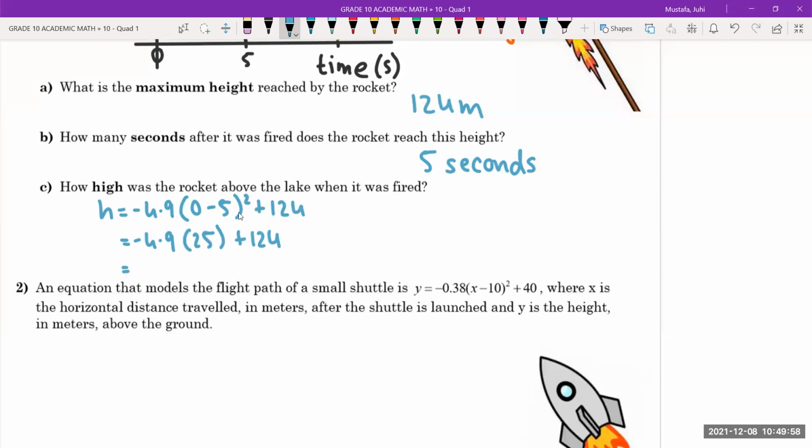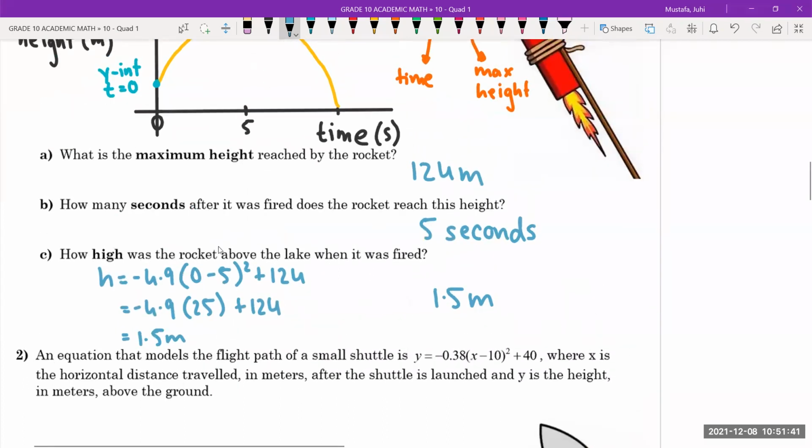I won't torture you and make you do this mentally, but like I assured you, on the test the numbers are pretty fair. So go ahead, just use your calculator, figure out what negative 4.9 times 25 is, plus 124. Okay, so this gives me 1.5 meters. Imagine the same calculation, but if I have like a negative 2 or something, then you can definitely do this in your head or on a scrap piece of paper. That's what you're going to do on the test. All right, so how high was the rocket fired above the lake when it was fired? We're just going to say it was 1.5 meters.